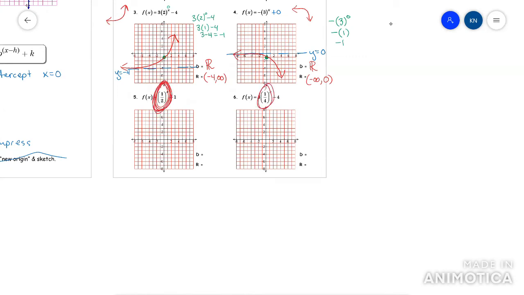Okay, now these next two actually are b values that are less than 1. And so these are exponential decay problems. So if you remember, exponential decay problems look like this. They still level out at the asymptote and everything. So now that I know the shape, these are going to have to look like this.